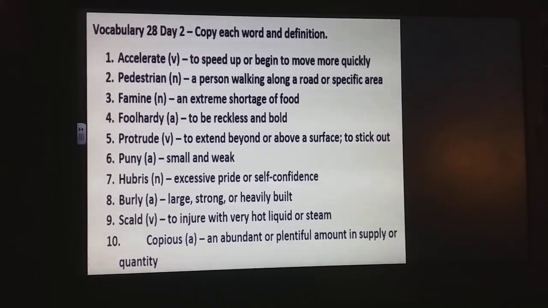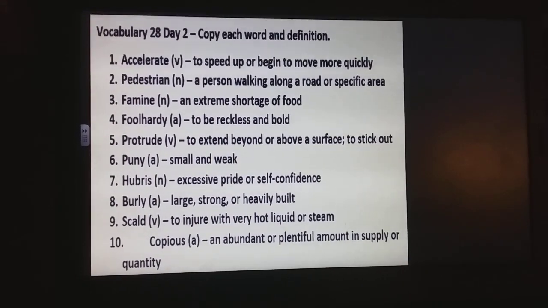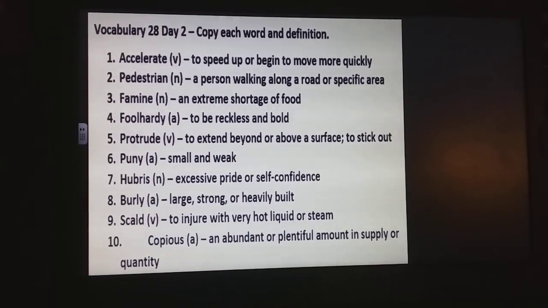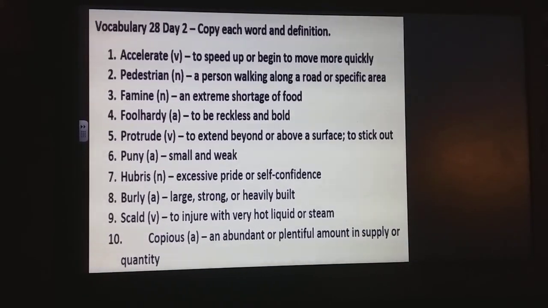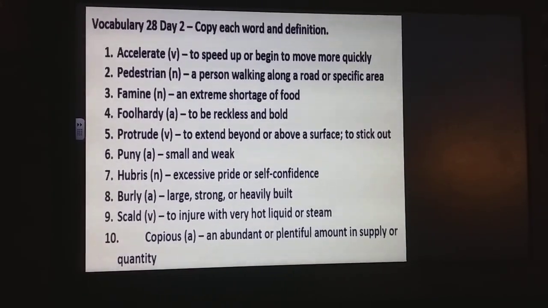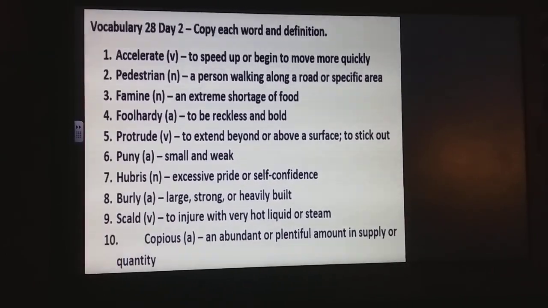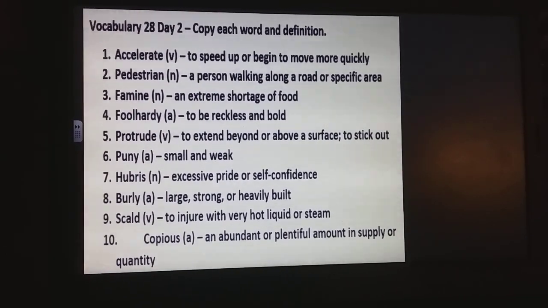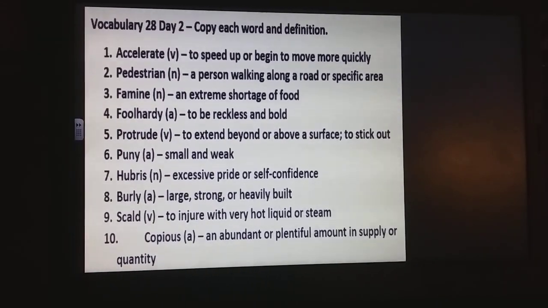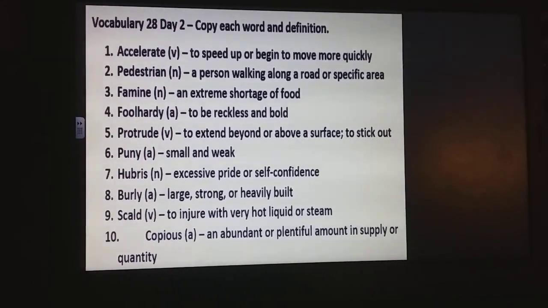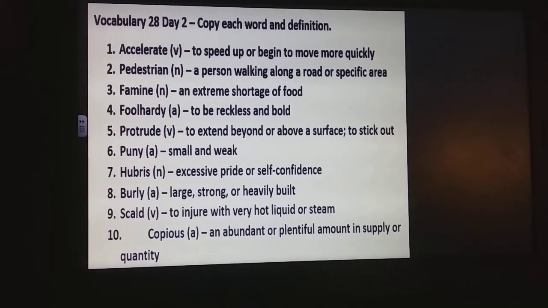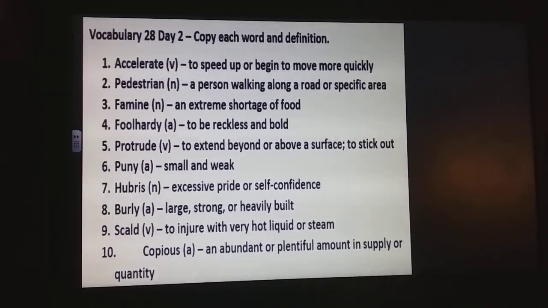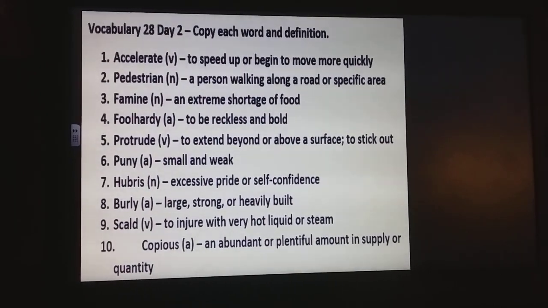All right, your instructions are to copy each word and definition. Now, go ahead and pause the video if you'd like. Copy the words 1 to 10 along with the definitions, and that way you can have the information written down so that once you go to the assignment tab and type in the definitions, you'll already have them readily available for you.